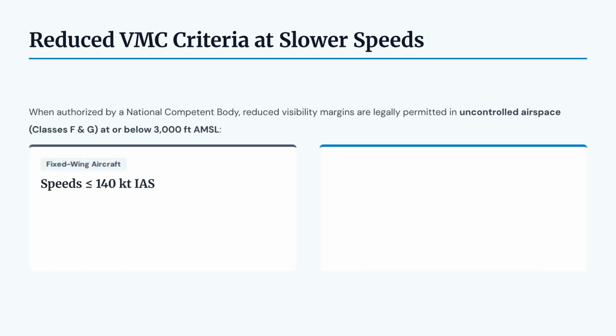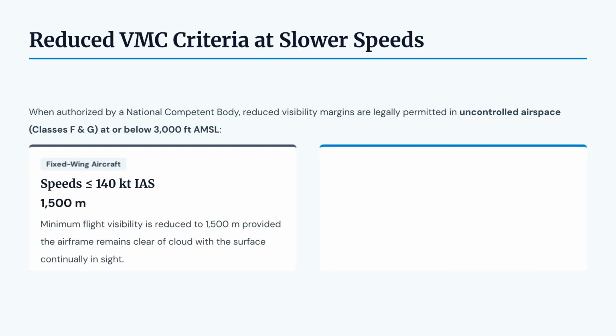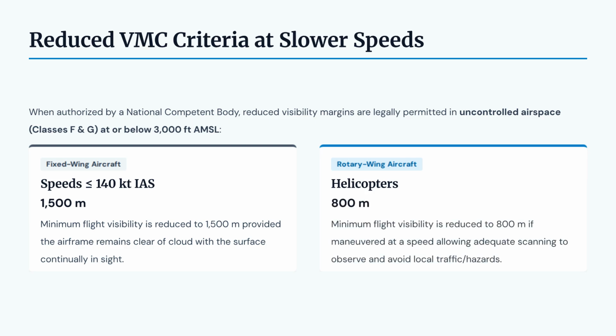For fixed-wing aircraft at speeds up to 140 knots, visibility is reduced to 1,500 meters. For helicopters, visibility is reduced to 800 meters, provided they maintain clear of cloud and the surface remains continually in sight.